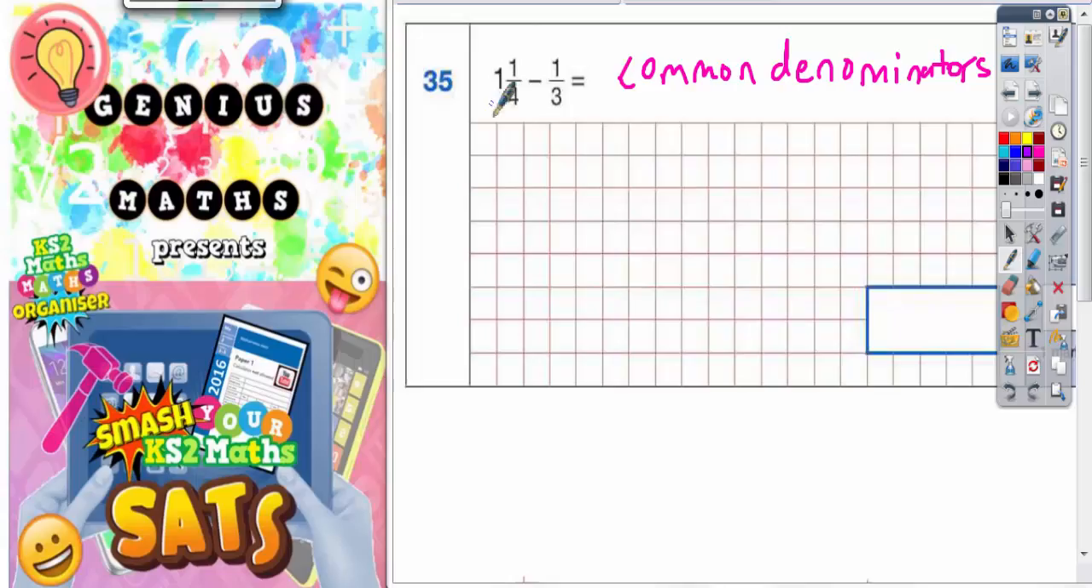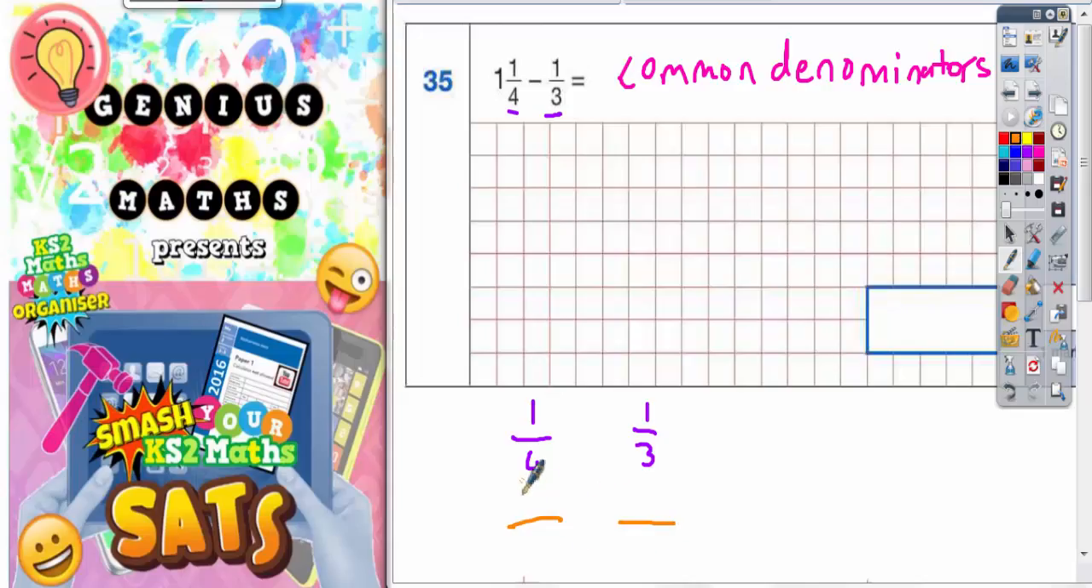Question 35. 1 1/4 take away a third. Now the first thing to notice here, we haven't got common denominators. We've got quarters and thirds. We need to make those into common denominators. So we're going to turn a quarter and a third into another pair of fractions with common denominators.